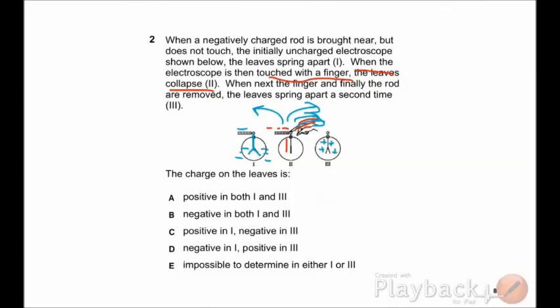Alright, so let's look at our possible answers. Now the question asks us, what's the charge in the leaves? So in the first one, the charge in the leaves is negative, which means A is not possible. In the second one, it says that the charge in the leaves in 1 is negative, which is true, but in 3, the negative charges have left, so that means that's positive, so B is not possible. Positive in 1, negative in 3, no. Negative in 1, positive in 3, yes. So our answer is D.